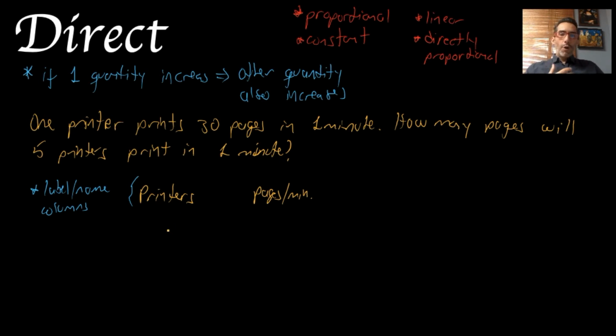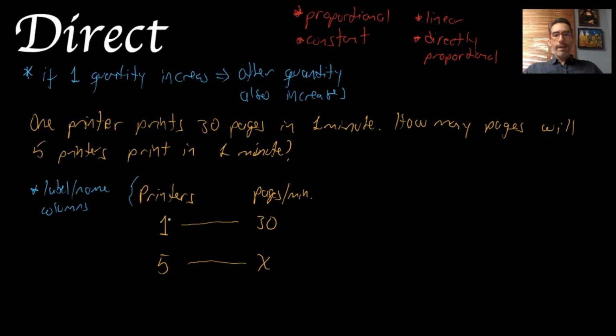So we always start from the information that we have. What do we know? We know that one printer, so it goes in this column, printer, one printer prints 30 pages per minute. So this corresponds to 30 pages per minute. The question is how many pages? So we have an unknown, and that unknown is in the number of pages. So I'm going to write it down in this column. Will 5 printers print? So I know that the number of printers will be 5.